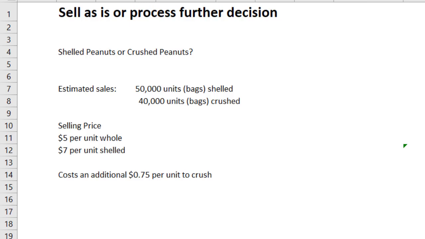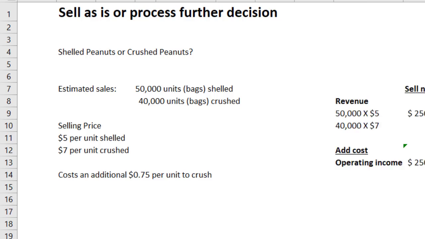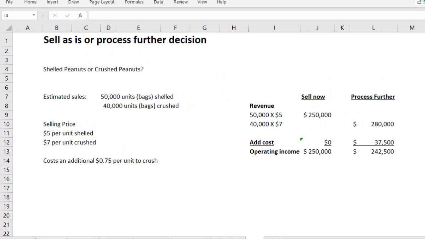The estimated sales if we sell them shelled is 50,000 units. If we crush them, we expect to sell 40,000 units. The price will be $5 if we sell them shelled, $7 if we sell them crushed. It will cost us an additional 75 cents per bag to crush the peanuts. So in our incremental analysis, we have two options: sell now, sell them as shelled peanuts, or process further and sell them as crushed peanuts.